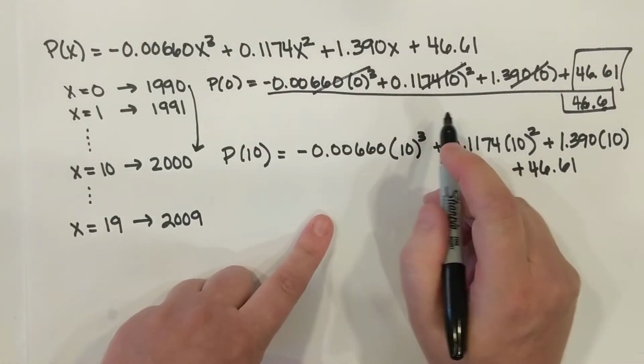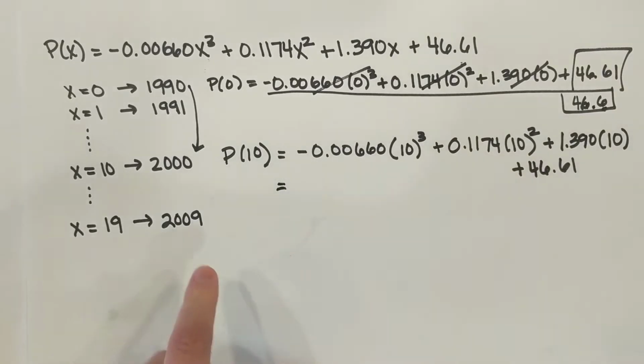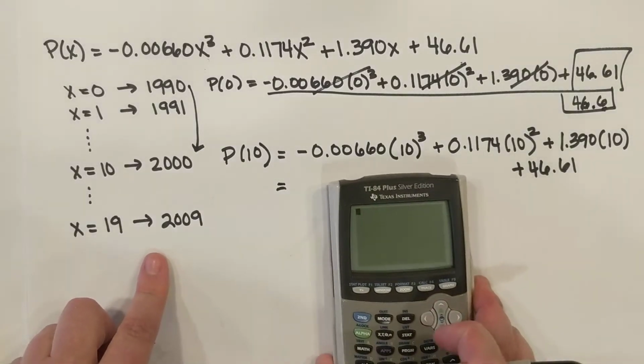All right, so this is what it looks like. Now this is where you need to go type this in your calculator. You're obviously not going to do this by hand.